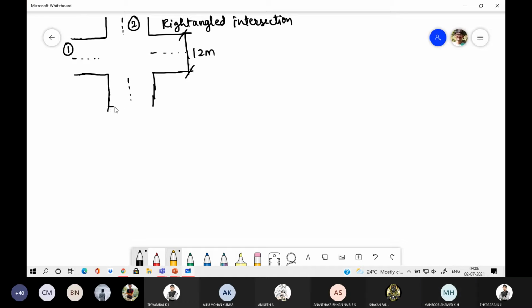6.60 meter. 6.6 meter they have given. And now tell me, what is the volume of traffic approaching on road 1? There will be two directions, right? One will be from this direction and another from this direction.